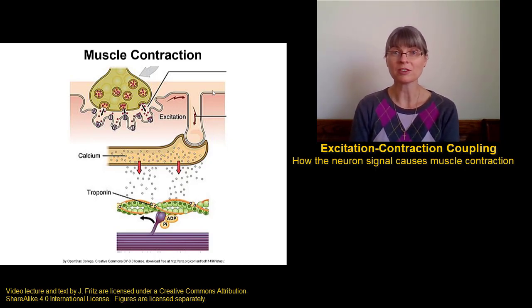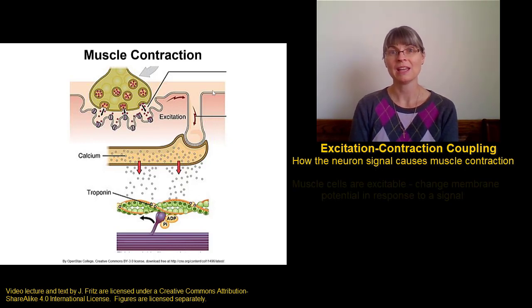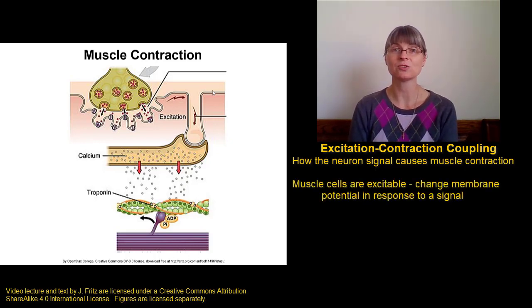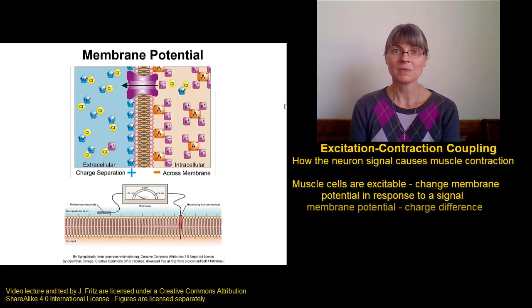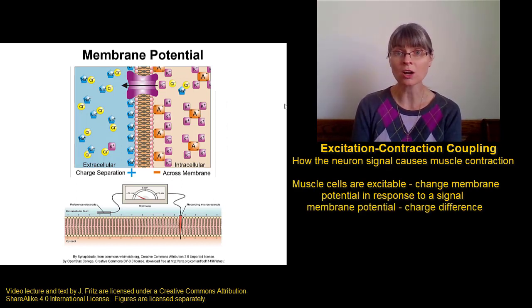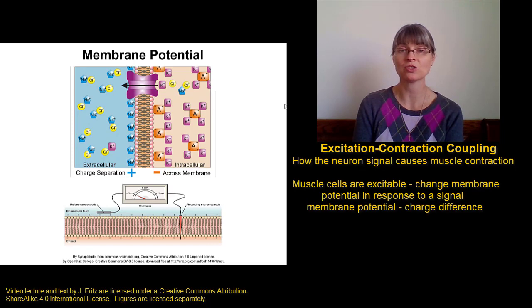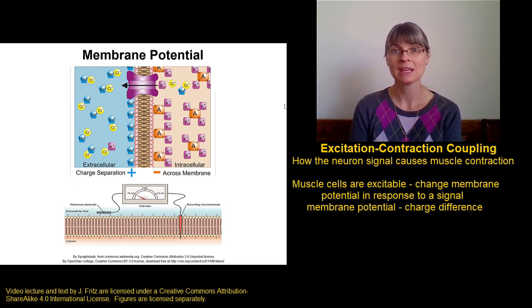We've talked very briefly about excitable cells before. An excitable cell is a cell that changes its membrane potential in response to some sort of signal. In this case, the signal is a signal from a neuron, and we're going to change the membrane potential of the muscle cell. Recall that the membrane potential of a cell is essentially the charge of the cell, or more specifically, the difference between the charge inside the membrane and the charge outside the membrane.